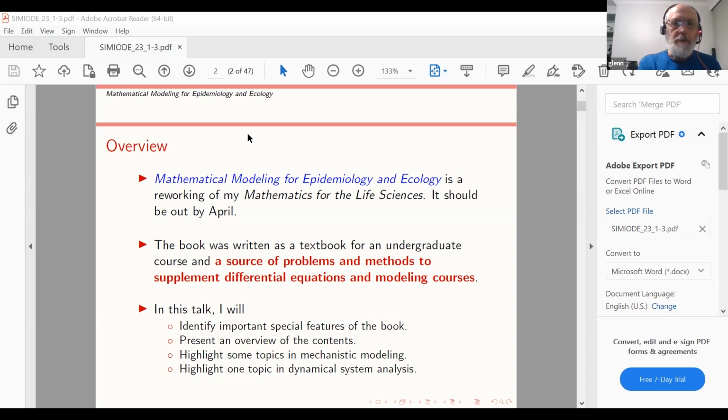which is the role that I'm talking about now. So in the talk, I'll identify some important special features of the book that you probably won't find anywhere else. I'll briefly show an overview of the contents, and then I'll spend the rest of the talk highlighting some of the topics, again, picking topics that you aren't likely to see anywhere else.